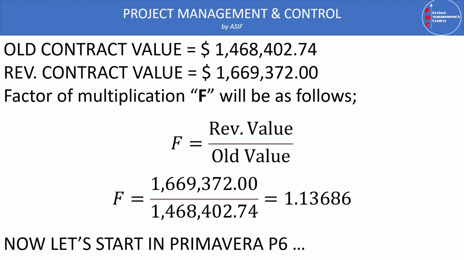Now what will our formula be? Our formula will be that we multiply all the old values in our assigned WQ by the factor 1.13686. Once we multiply, all the values will increase, and our contract value will become 1,669,372. At the end, we will see that the value will not match exactly. This is because of rounding of figures, because Primavera deals with two digits. So we need to make some final tuning manually in Primavera P6 by ourselves. Let's start this process in Primavera P6 directly.